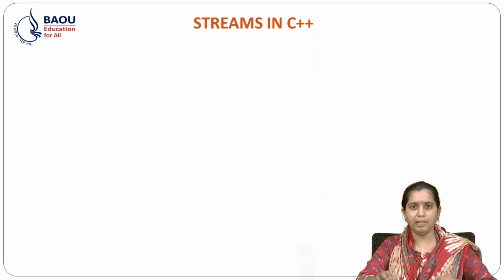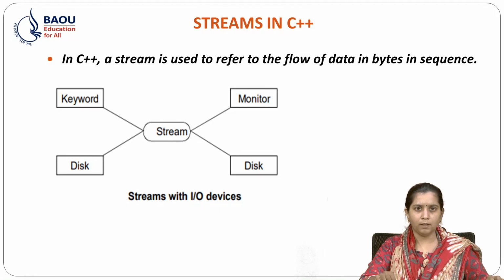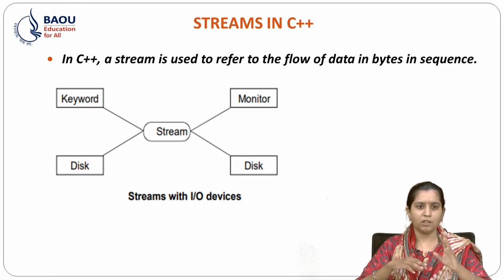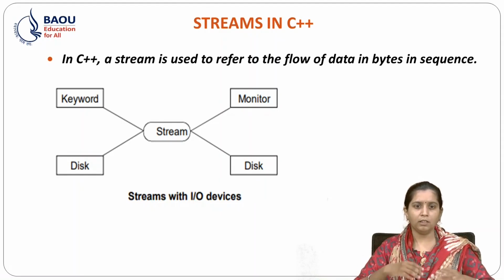Let's see streams in C++. In C++, a stream is used to refer to the flow of data in bytes in a sequence. For example, if data is received from input devices such as keyboard or disk, in sequence, then it is called a source stream. When the data is passed to the output device, then it is called a destination stream. The data is received from keyboard or disk and can be passed on to the monitor or to the disk. The following figure describes the concept of stream with input and output devices.